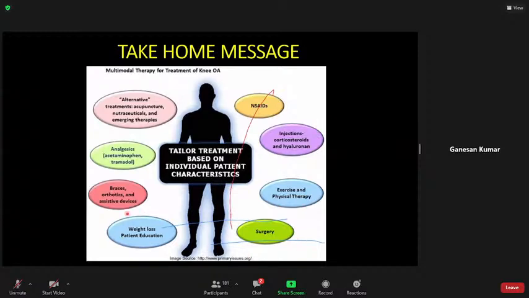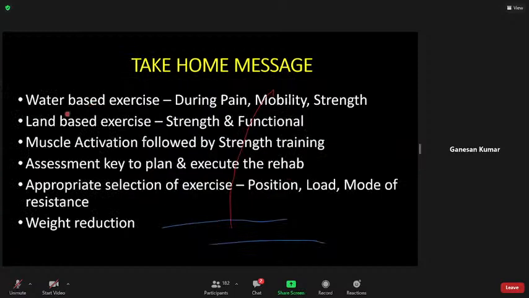As and when needed, you need to find which patient will need braces, orthotics or walking devices. Based on that, put them on a weight loss program and give them a lot of education about their problem, and call them for a review once in 3 months so that you know how their progression is going on. Plan water-based exercise in whatever way you can, which can help them with pain, mobility, and strength in the initial phase if they are very badly disabled. Progress to land-based exercise. And remember, land-based exercise has to be strength and functional always. Always check for muscle activation and follow it with a proper training program.